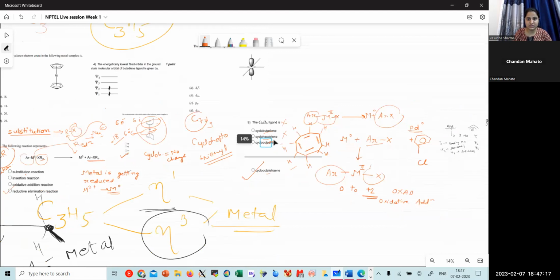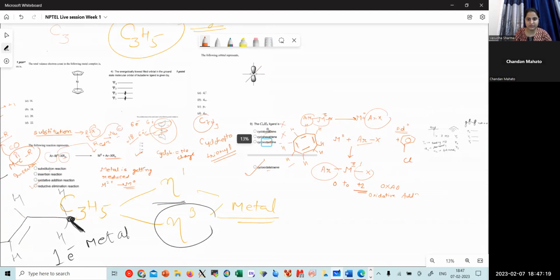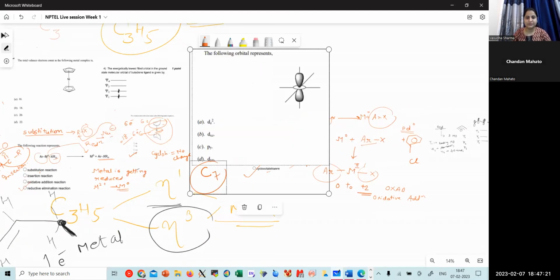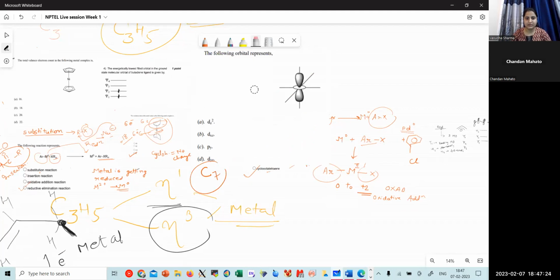Now the other question is you have to identify what this orbital representation belongs to, which one of these. Can you answer, Chandan? No, ma'am. Okay, I'll help you out with this.